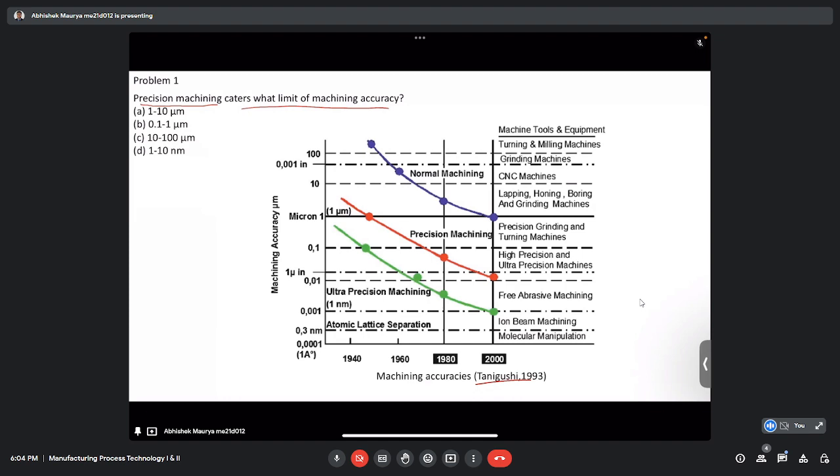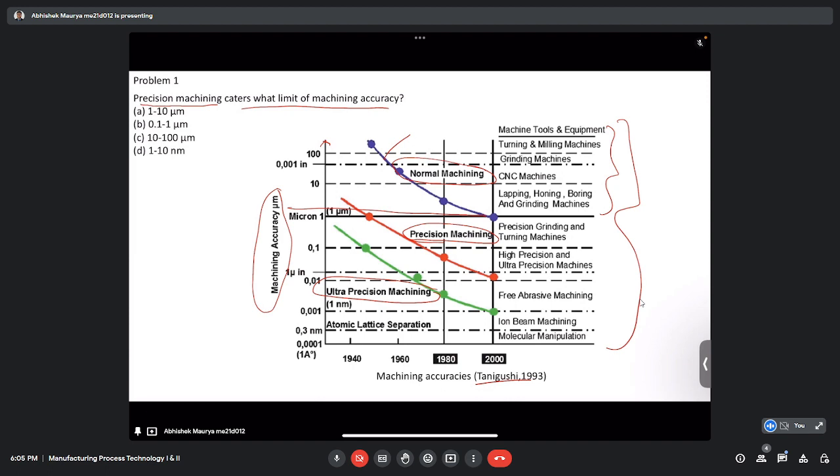So, if you can see, this first curve is for the normal machining, the second curve is for the precision machining, and after that there is ultra precision machining. On the y-axis we have machining accuracy, and here there is a list of all the processes, showing the accuracy level each process can achieve.